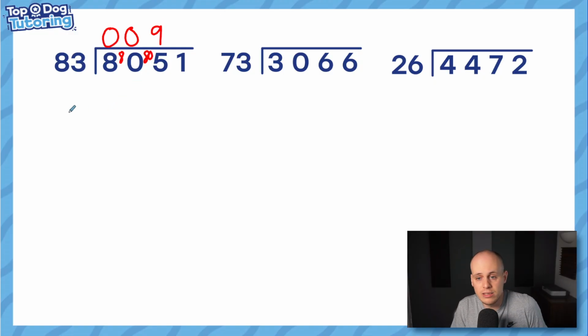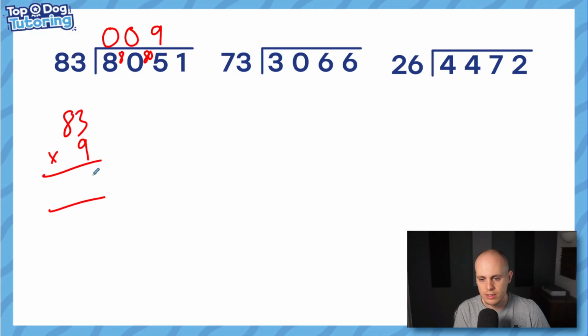And I don't know what 83 times 9 is, so I need to know to work out my remainder. So I'm just going to do it down here. 83 times 9. This is saving me so much time. I'd still be writing my fact box now if I did the other way. 3 times 9 is 27. And 9 times 8 is 72, plus the 2 is 74.